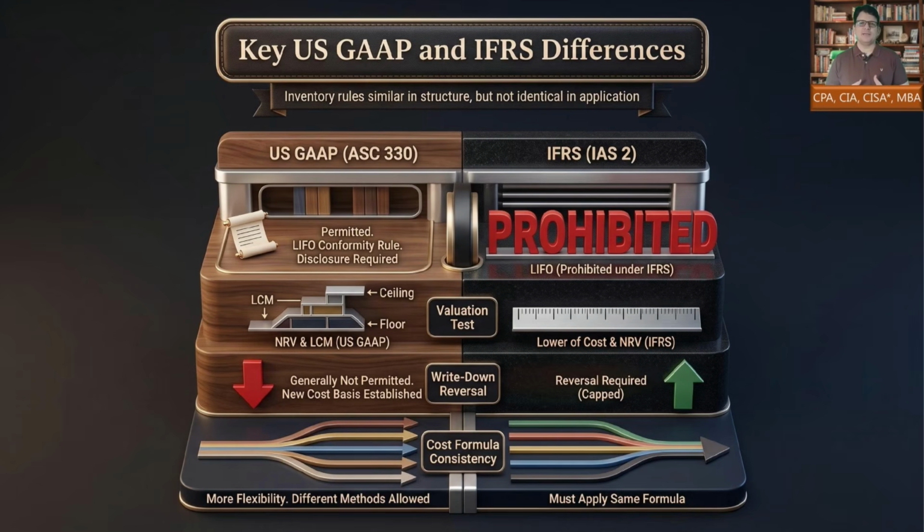Fourth, US GAAP allows more flexibility in cost formulas, while IFRS requires the same cost formula for inventories of similar nature and use. The biggest memory anchor is simple. IFRS prohibits last in, first out.